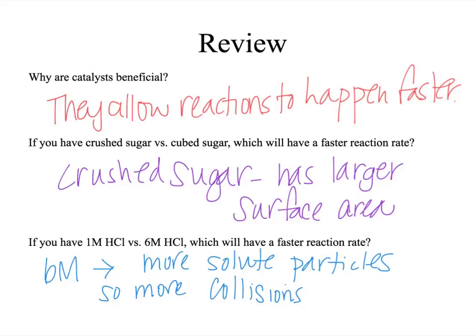And then the last one on this slide, if you have 1 molar HCl versus 6 molar, which would have a faster reaction rate? Of course the 6 molar would. It's a higher concentration, which means it has more solute, which means more particles, and more particles mean you have more chance of collisions, and so that would make you have a faster rate.